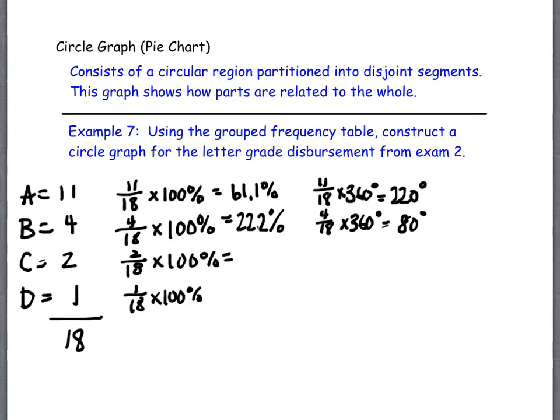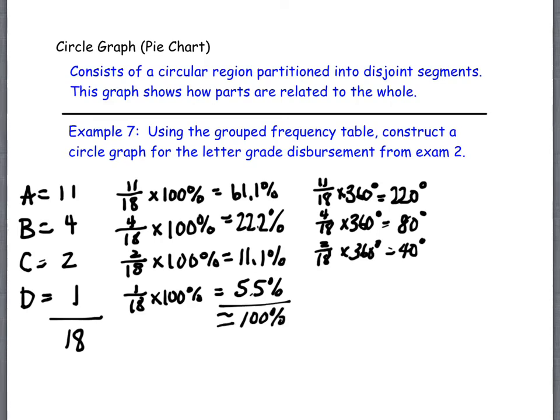So the 22.2% would be 11.1%, and the 80 degrees would be 40 degrees. Yep, good. All right, and then the last one should just be half of that, right? So if you're not sure, you can do the 1 over 18 times 100. What does that give you? 5.5%. And of course, this is not going to add up to exactly 100, but it should be adding up to approximately 100, right?